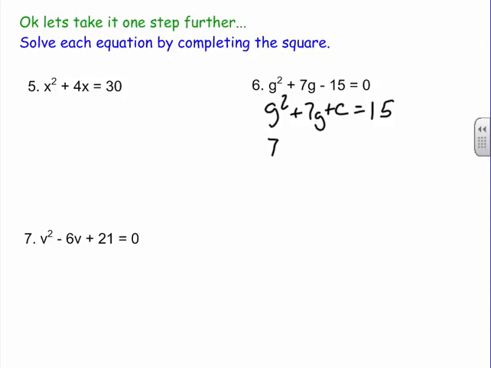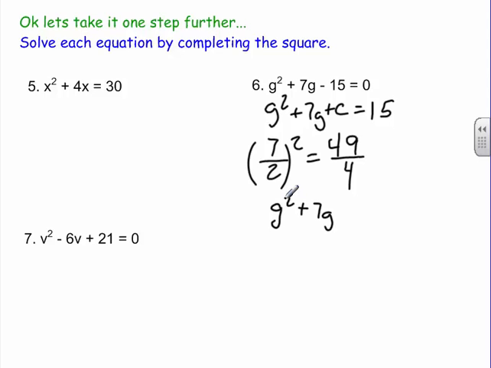To do that, I'm going to take b, divide it by 2, and square it. Again, remember, fractions don't change nothing. So we end up with g squared plus 7g plus 49 fourths equals 15 plus 49 fourths. What you do to one side, you have to do to the other. So if you add that beautiful new c to one side, you need to add that beautiful new c to the other side.